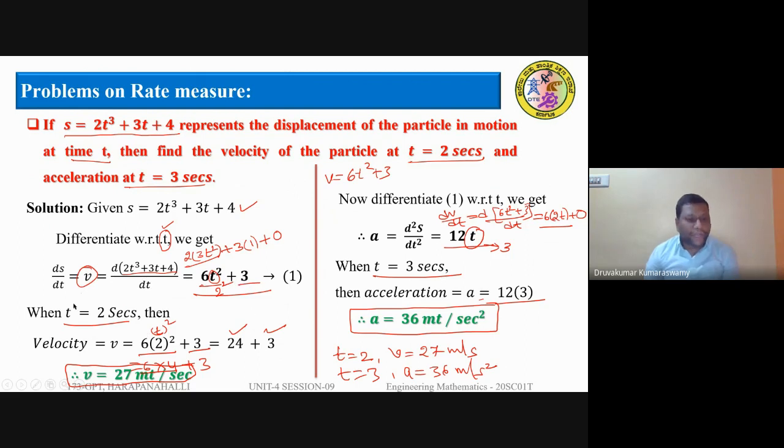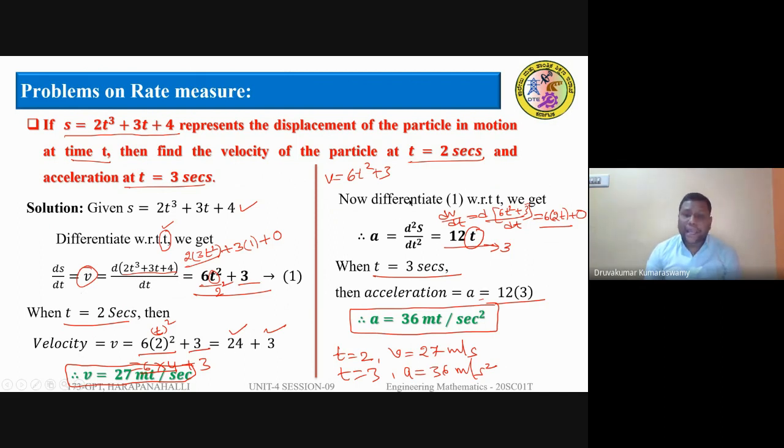Then we have to find velocity when t is equal to 2 seconds. So here, substituting 2 in place of t, we get 6 into 2 square plus 3. 2 square is 4. So 6 4s are 24 plus 3. So it is 27 meter per second.